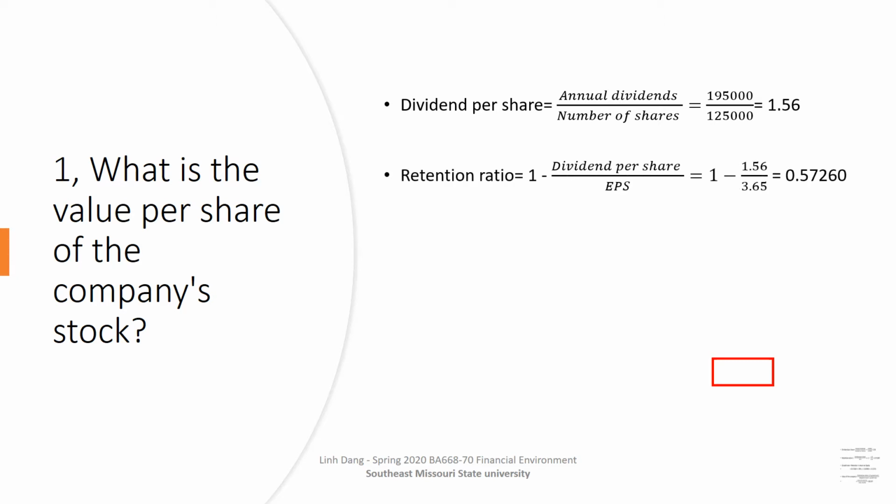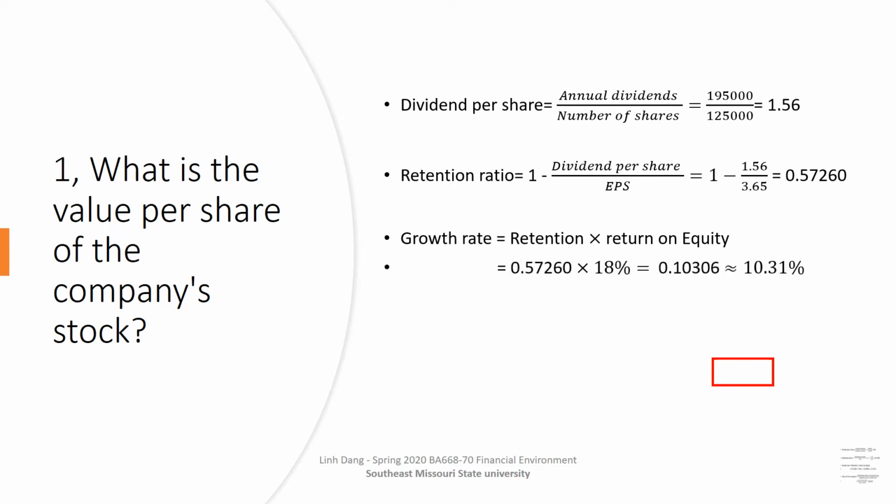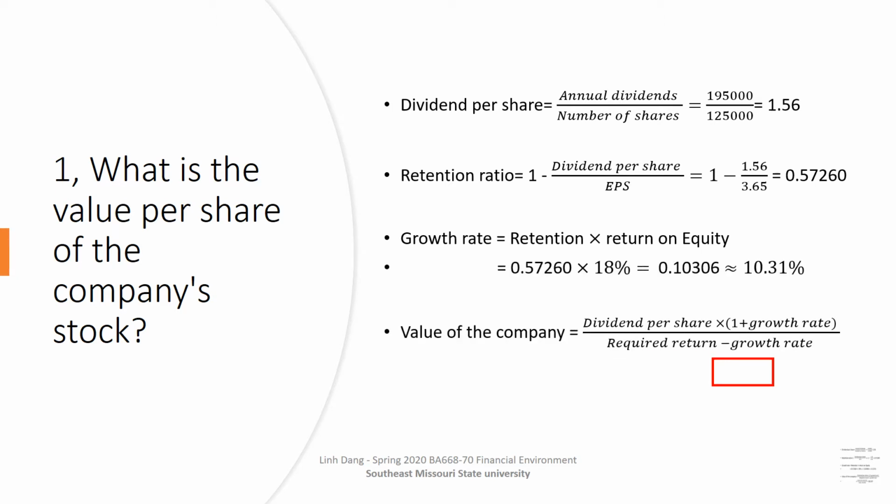Next, we calculate the retention ratio, because if we know the retention ratio, we can calculate the growth rate of the company, and the result is around 10.31%. And with this information, we can now calculate the value of the company, which is also the value per share of the company stock. And the result is $63.97.